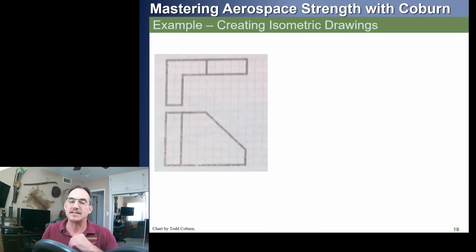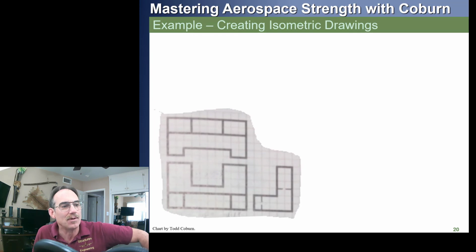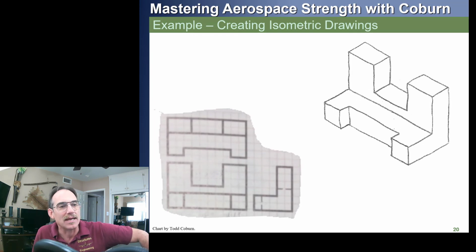So you can practice going from a 2-view or a 3-view flat drawing to an isometric. You can go from an isometric to a multi-view drawing. Here's another example. Once again, we have this part, and we can lay it out the same way. It looks like something like this.